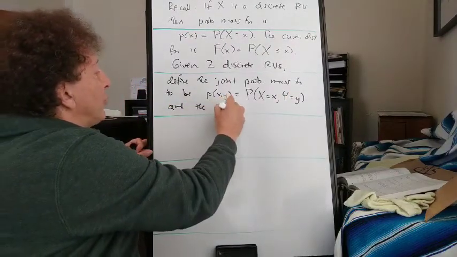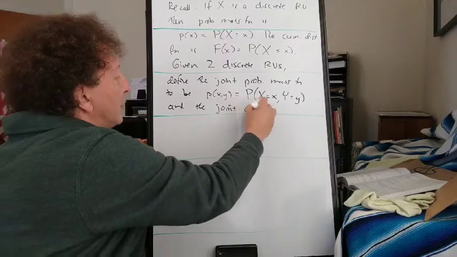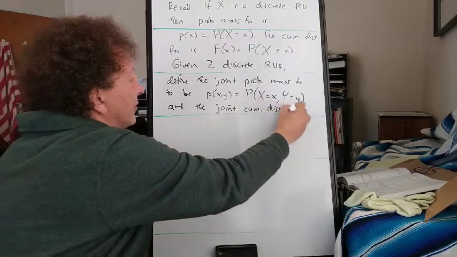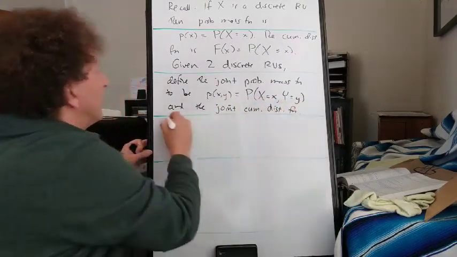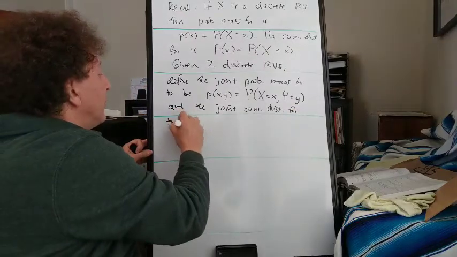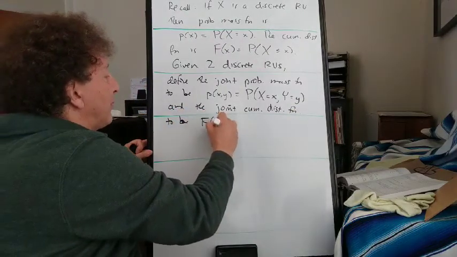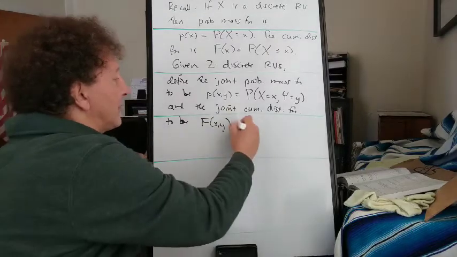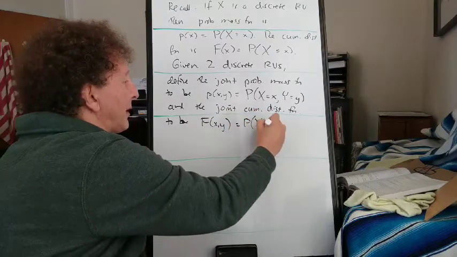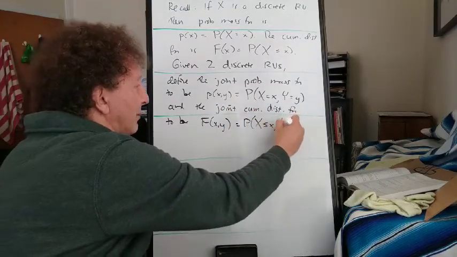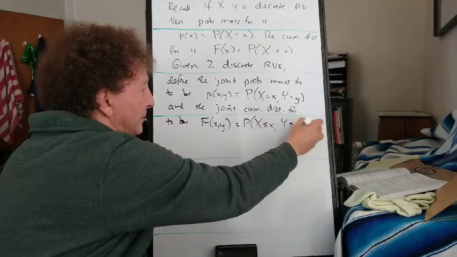And we define the joint cumulative distribution function to be capital F of little x, little y, which is the probability that capital X is less than or equal to little x and capital Y is less than or equal to little y.